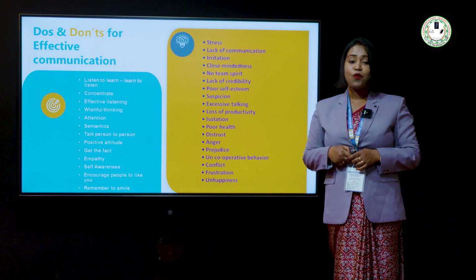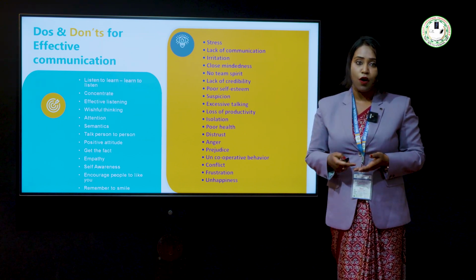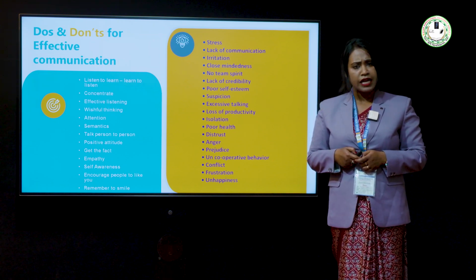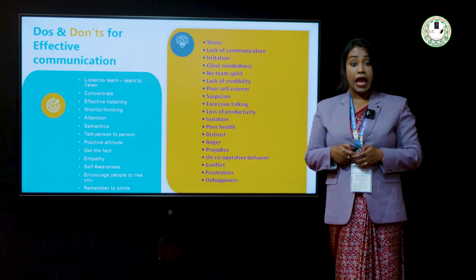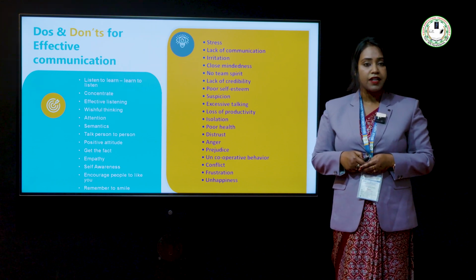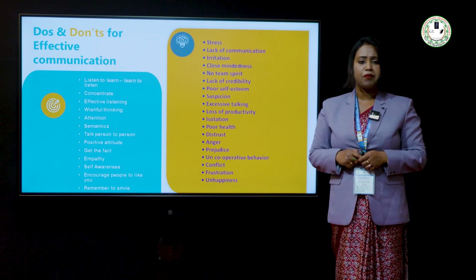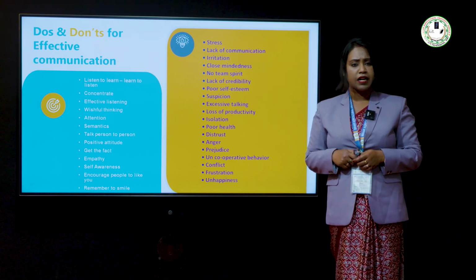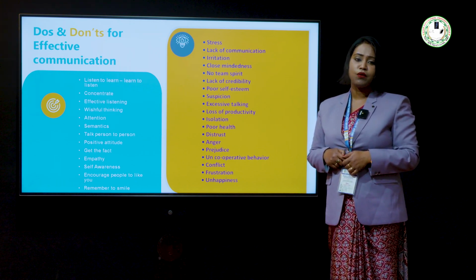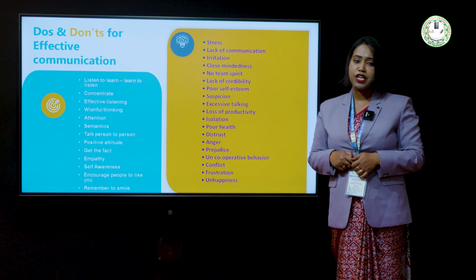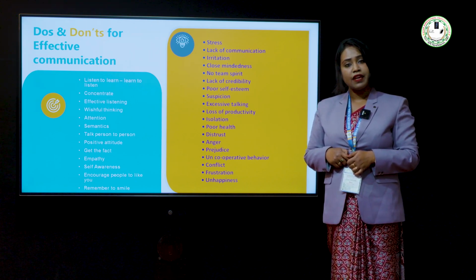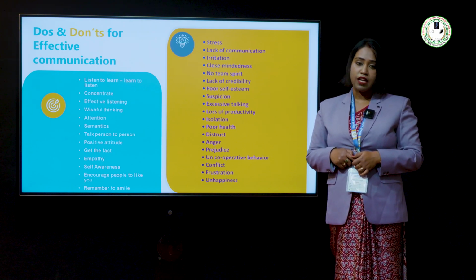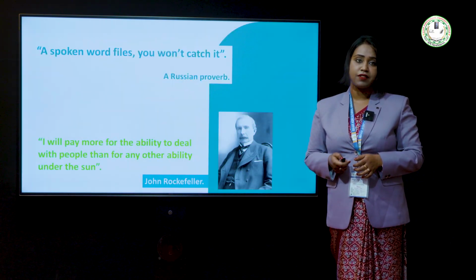Then poor self-esteem, expressive talking, loss of productivity, isolation, poor health, distrust, anger. When we are angry, we should stop communicating with another person, because due to anger or stress or unhealthy issues, basically we do wrong communication. Then prejudice, then uncooperative behavior, then conflict, then frustration, and last but not the least, unhappiness.